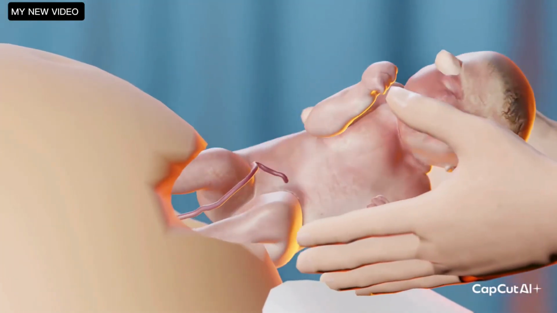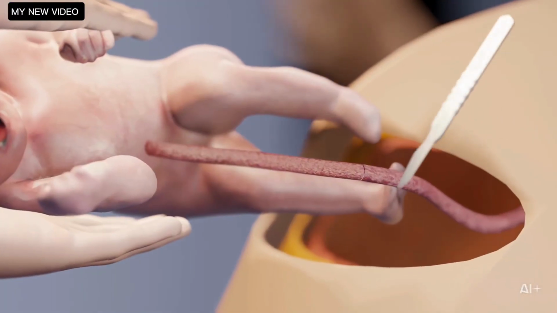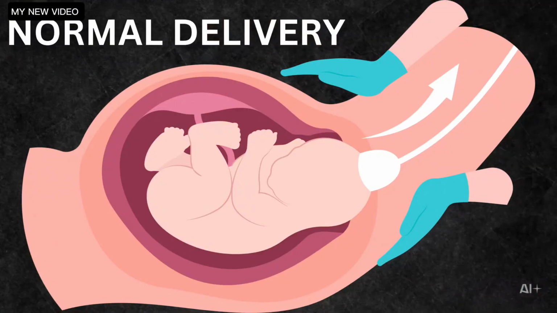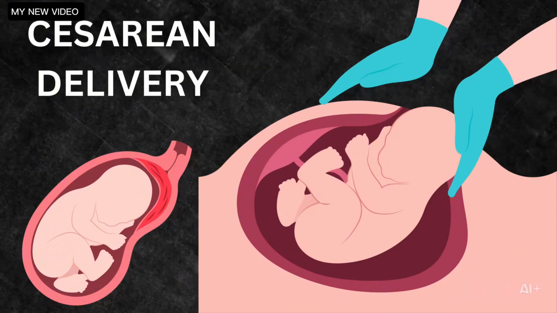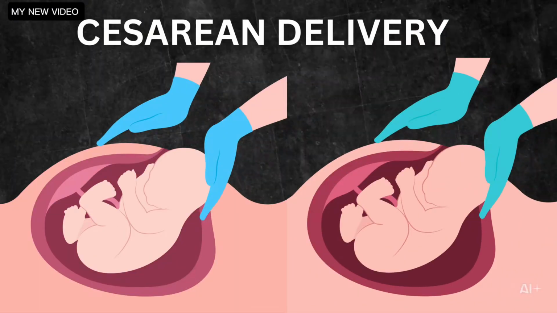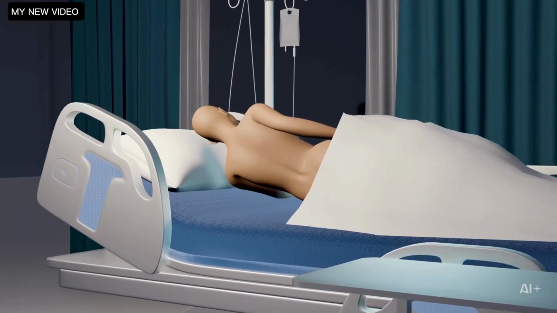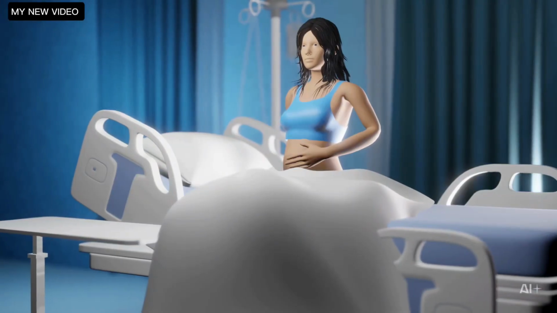These days, cesarean deliveries are happening more than normal deliveries. See, a child is born in two ways. First, normal delivery, and second, cesarean delivery. Cesarean delivery means the birth of a child through an operation, which is also called a C-section delivery. So today, in this video, we will learn about cesarean delivery. So let's find out through 3D animation.